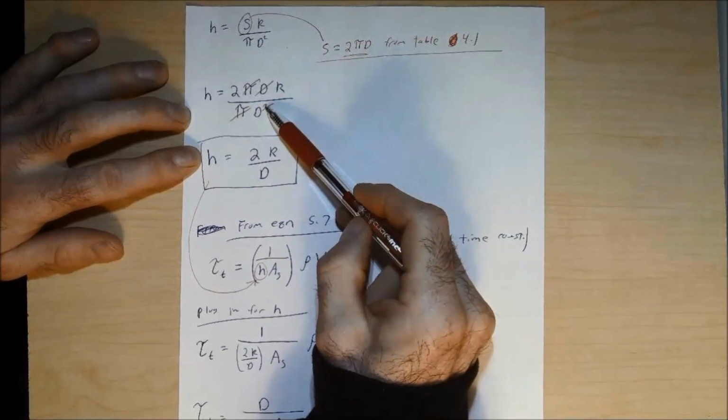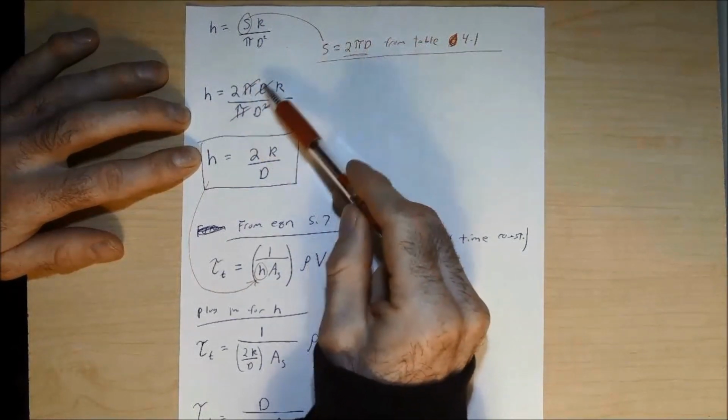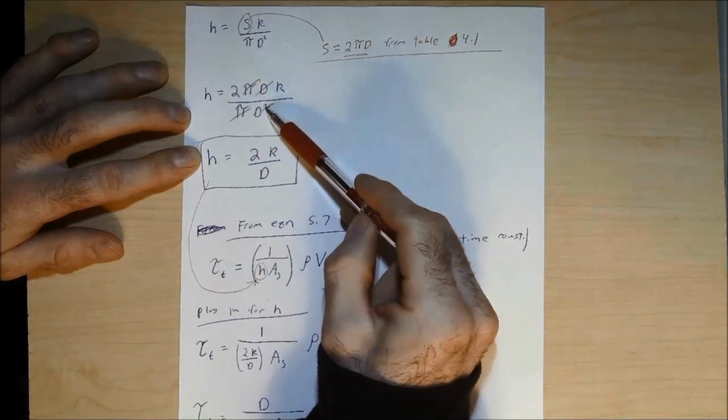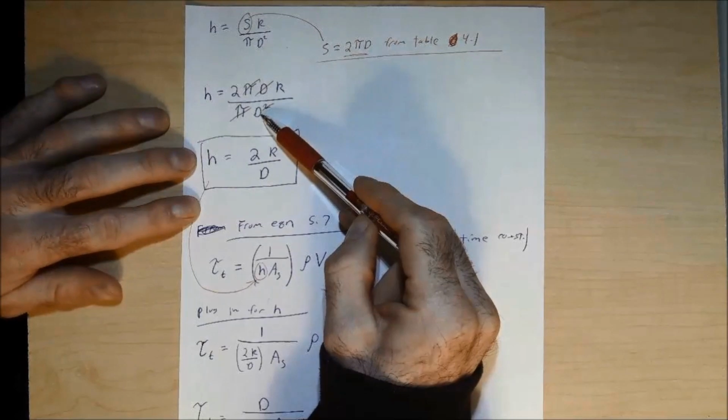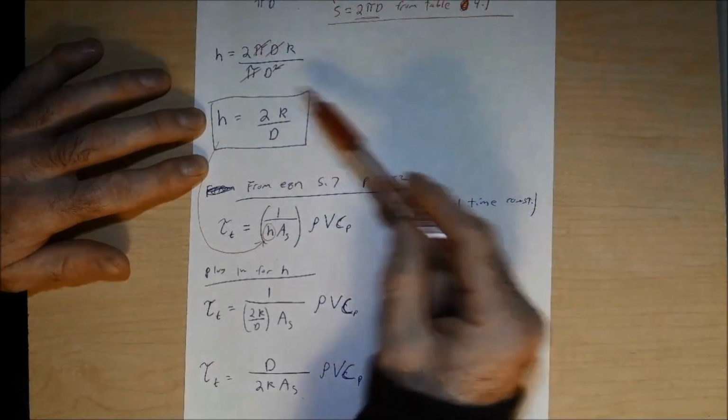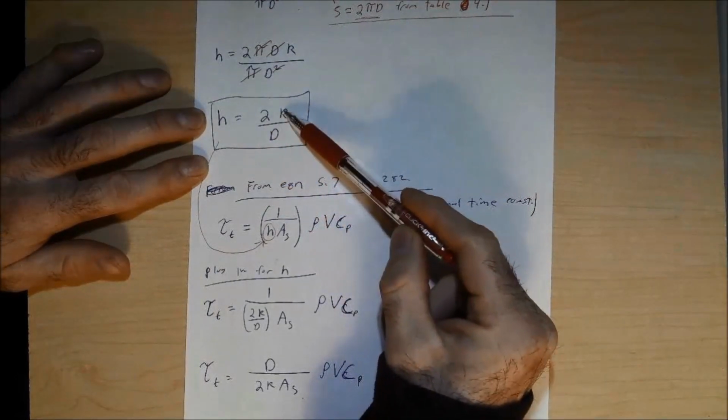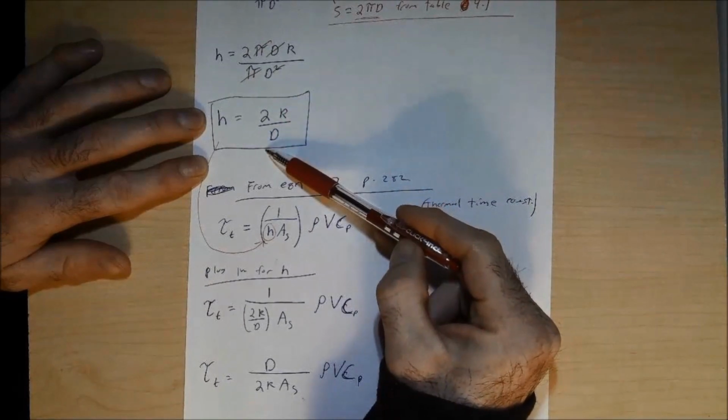Now we can see here that a lot of things will cancel out. Our pi cancels with our pi, our d in the numerator cancels with our d squared in the denominator, and we can reduce and simplify. We end up with an expression now for h with the shape factor plugged in, that h is equal to 2k over d.